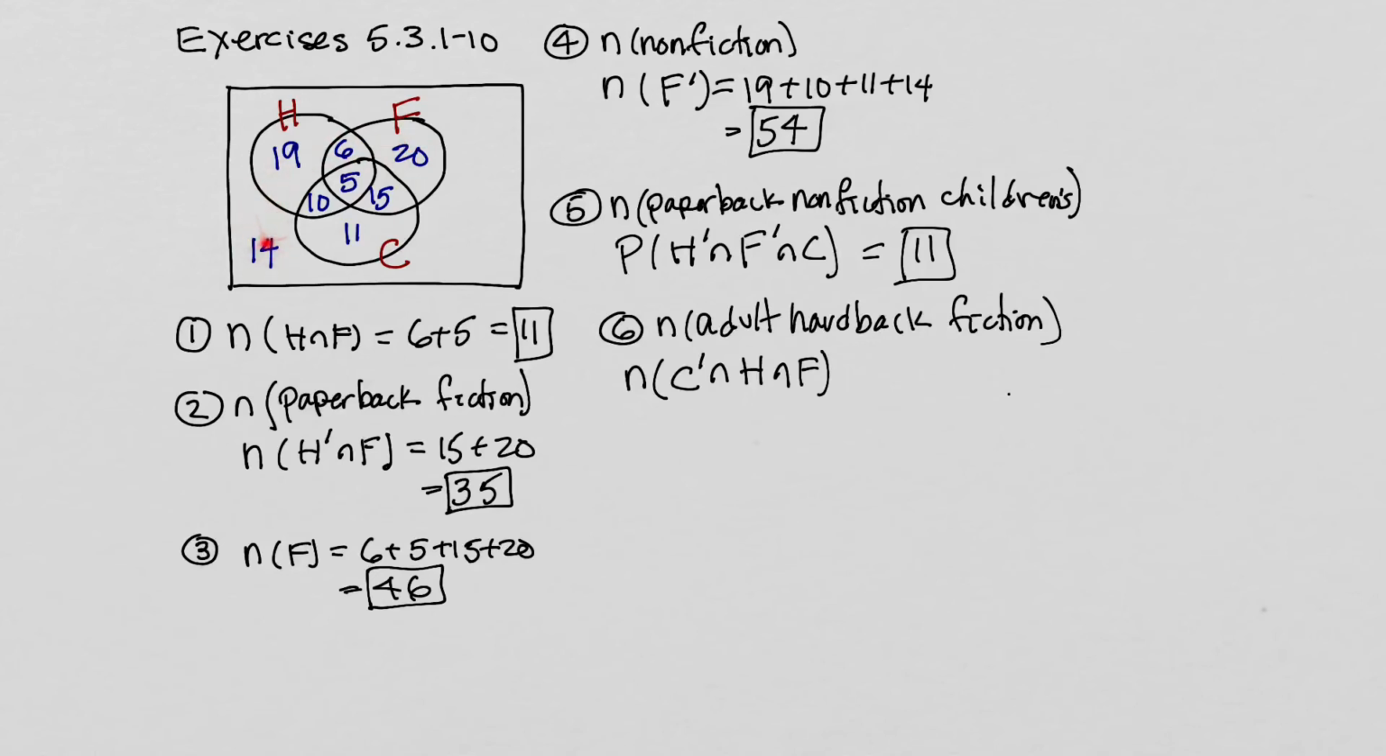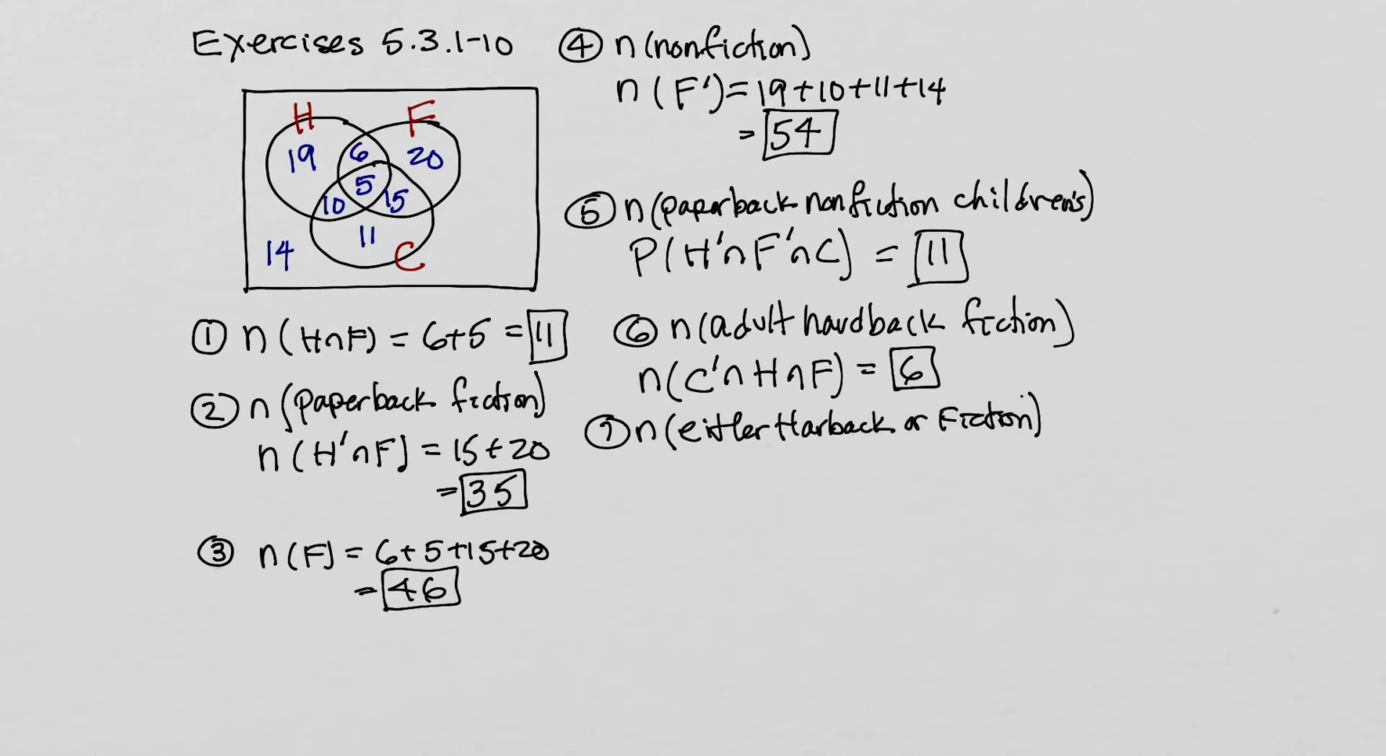But we have to be in hardback, so in hardback is going to be here, but we also have to be in fiction, so we have to be in here. So I think it's just this 6 right here. This 6 is outside of C, it's in H, and it's in F. So I think we're just going to conclude that we've got 6 books that meet that condition.